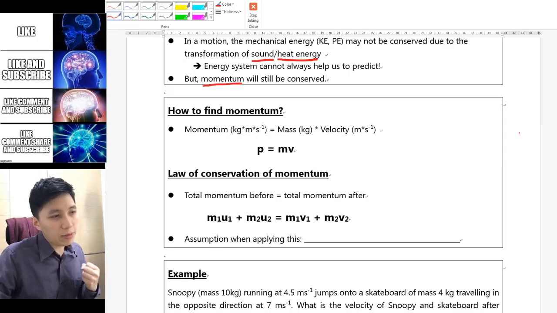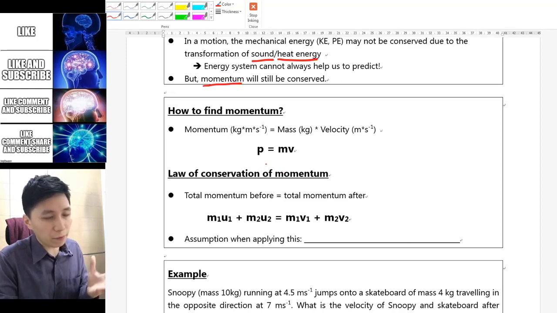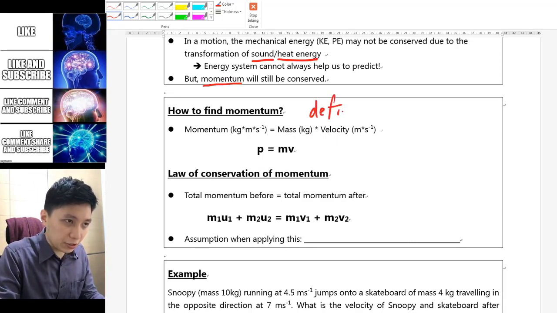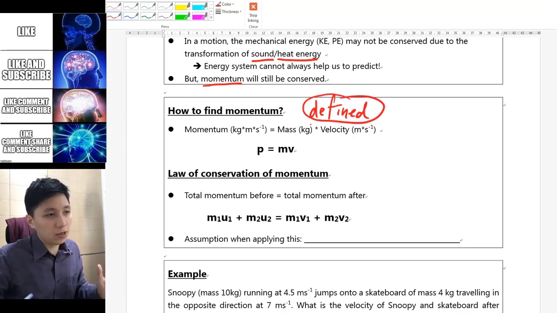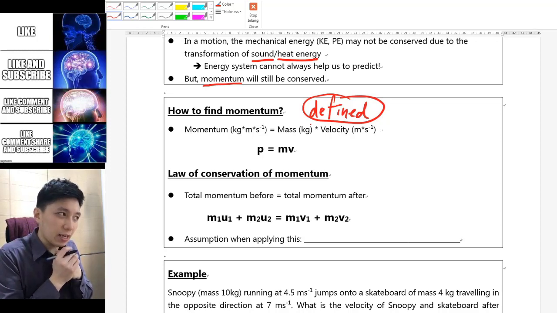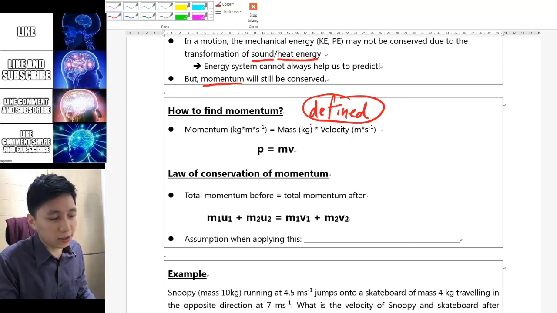So first of all, momentum is defined as p equals mv. p is the symbol for momentum, and mass times velocity will be m times v. And again, this is by definition. It's being defined this way, not derived. Isaac Newton defined it, and this is something that he found out to be constant, and that's why this becomes something that is very important in physics.